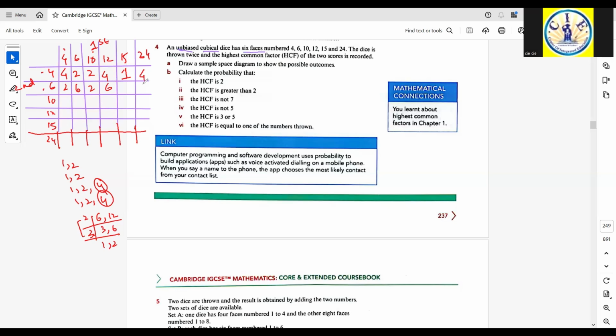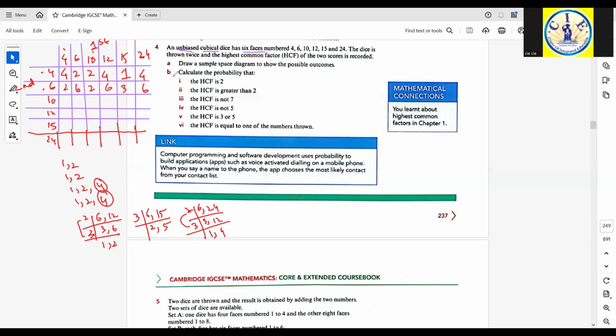Okay, for 15 and 6, this is 3 2s are 6, 3 5s are 15. So this is 3 only. For 24 and 6, this is again 6. How? Like this: 2 3s are 6, 2 12s are 24, and then 3 1s are 3, 3 4s are 12. So 2 times 3, that is 6.